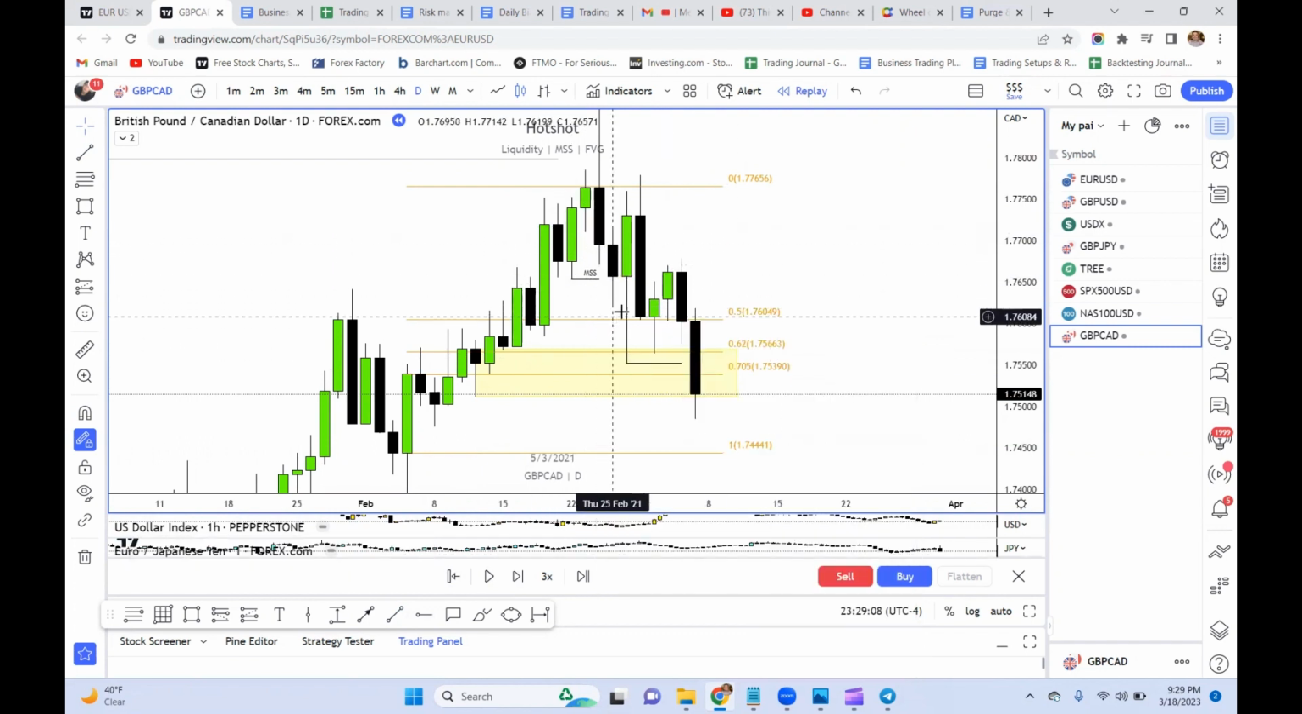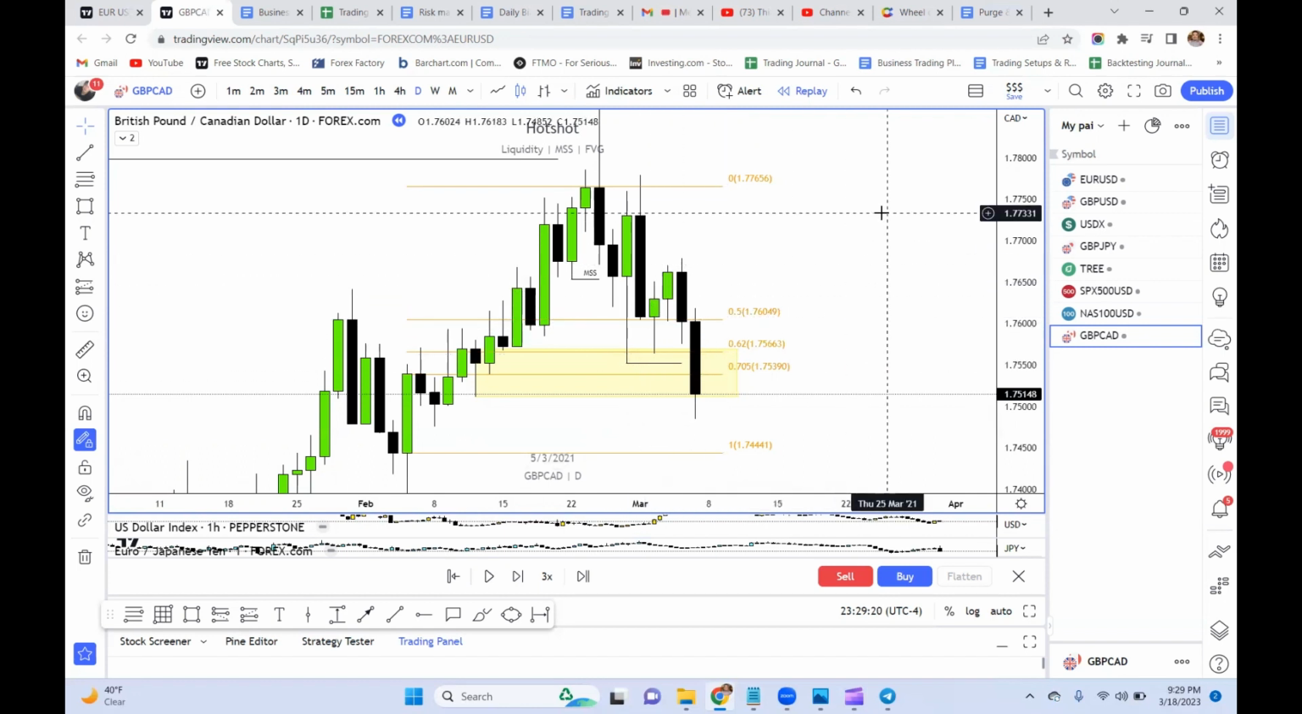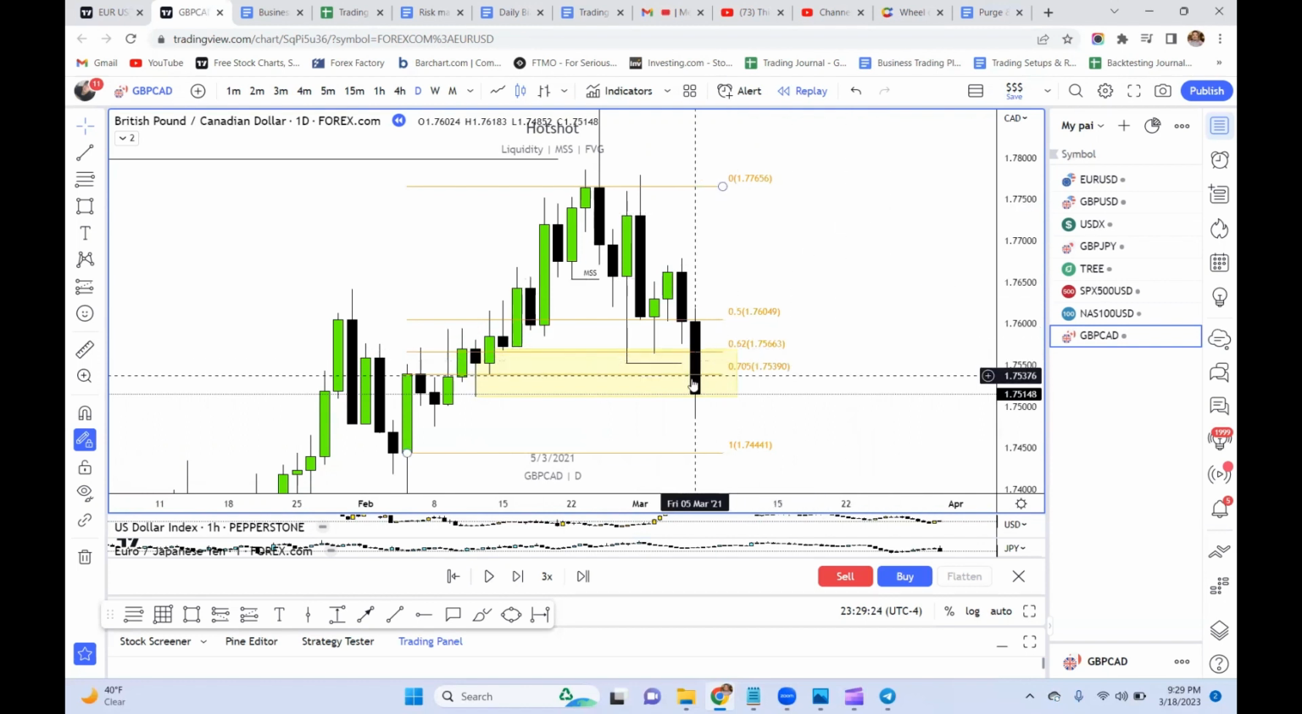Right? Market structure shifted, price retraced back up into this, sold off, price retraced back up into this order block, sold off, price could retrace back up into this 2 candle order block, sell off again. So there's many different possibilities right here. I would be looking for a 1 hour market structure shift on the lower time frame.